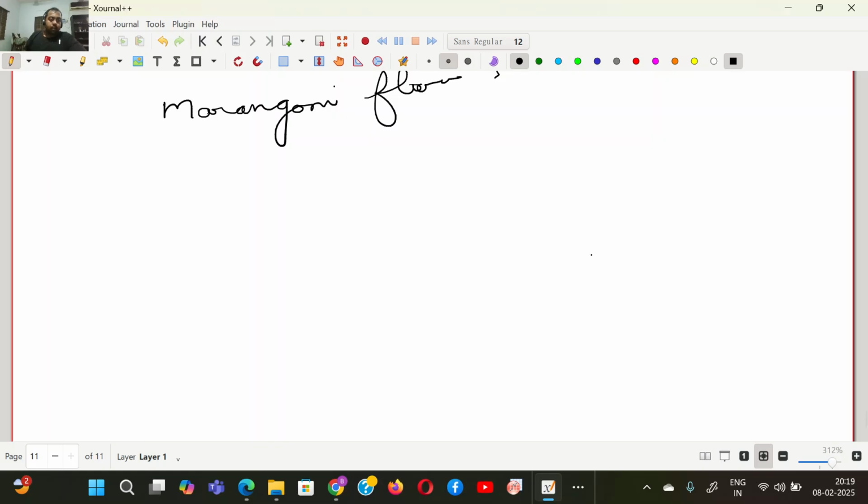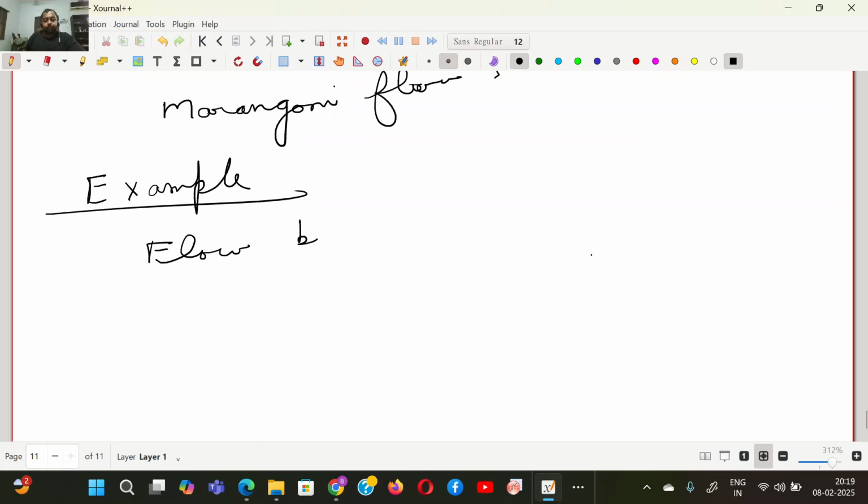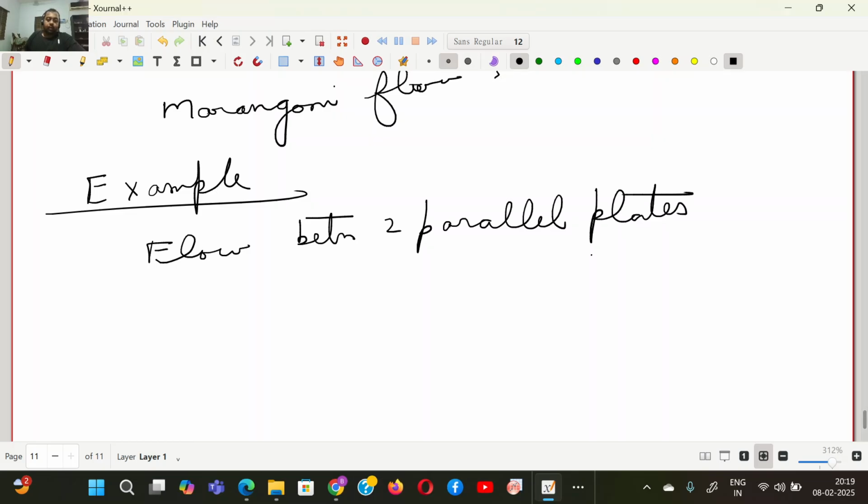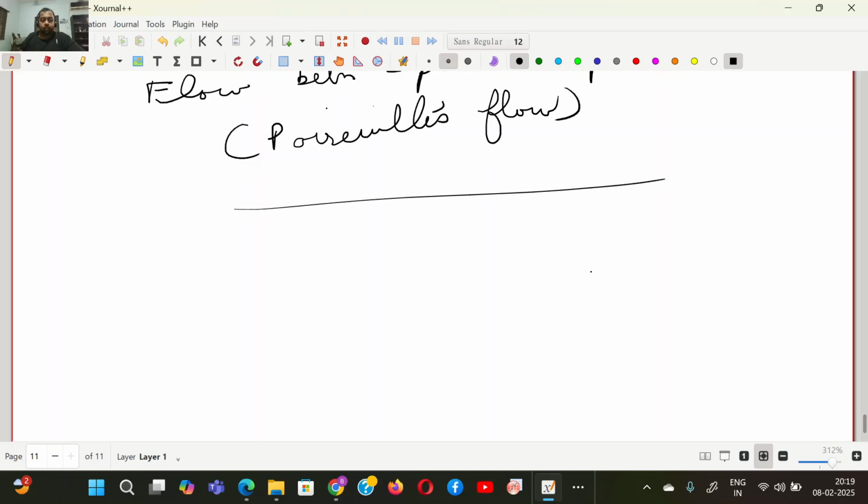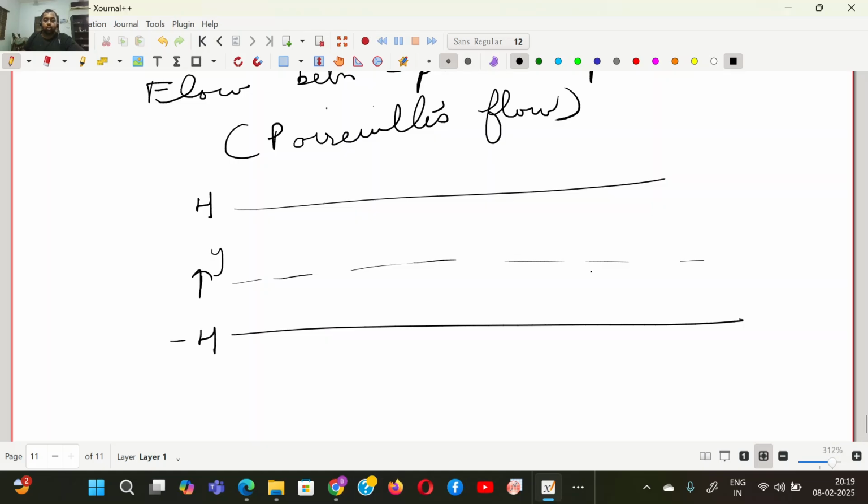Okay, some sample problems. So there is an example: flow between two parallel plates due to pressure. This is Poiseuille flow. There are two parallel plates over here. Say this center line is 0, so the upper plate is at capital H, the bottom plate is at minus H. The width of this channel is 2H. So just come up with some assumptions and see what velocity profile you get. The flow is due to pressure. Then we catch up after the break.